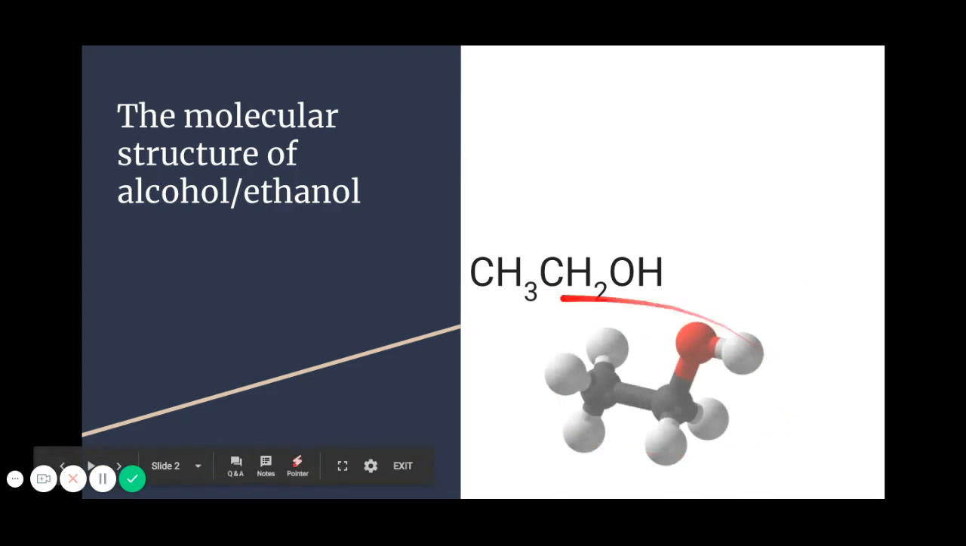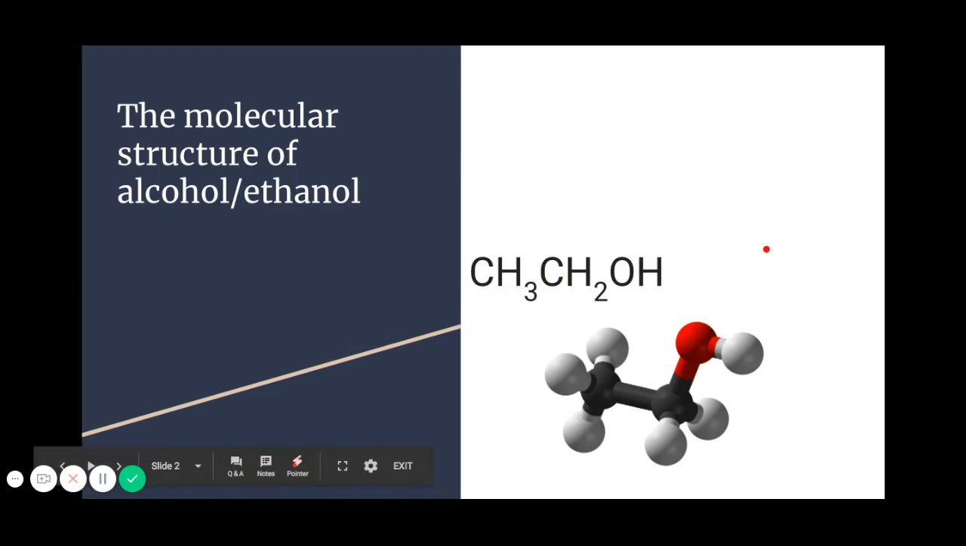This is the molecular structure of ethanol. Notice the OH group right here, and this is actually called a functional group. Now, the other functional group, which is in ethanol, is the ethyl group. And this ethyl group is right here. That's what gives it the C2H5. So if you take the C2H5 and add it to the OH, you get C2H6O.